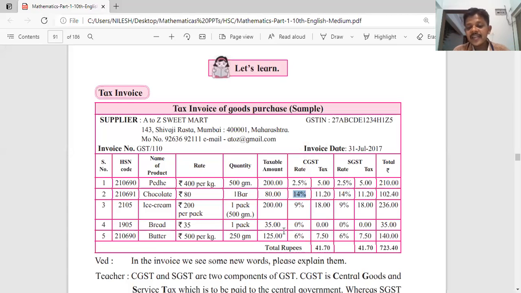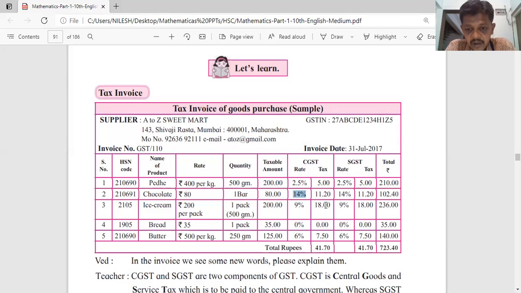Fine. Ice cream, you can see 9 and 9, 18% of tax on ice cream. Again, ice cream is not a luxurious item. But again, it is not essential also. So again, it falls into the higher bracket only of 18%, not a lower bracket of 5% or 0% or 12%. On the other hand, bread.